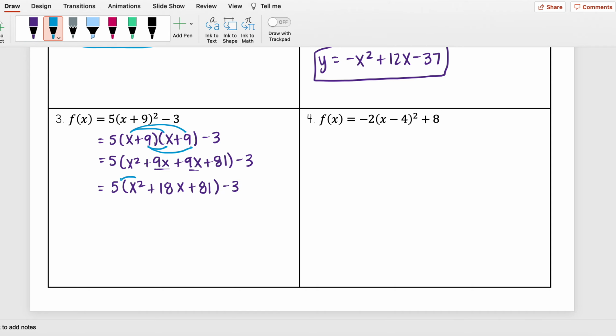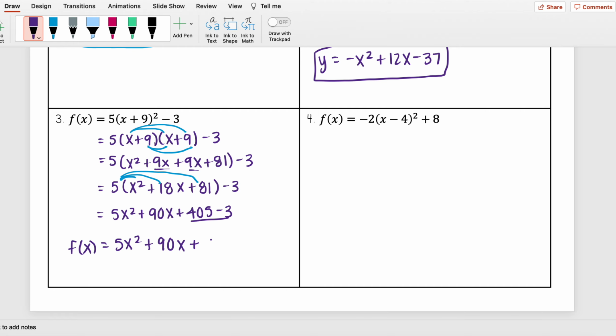And then I want to distribute my 5 into here. And so then when I do that, I get 5x squared, plus 18 times 5, I get 90x, and then 5 times 81, I get 405. And then lastly, I can combine those last two. And so I get f of x is equal to 5x squared plus 90x plus 402.